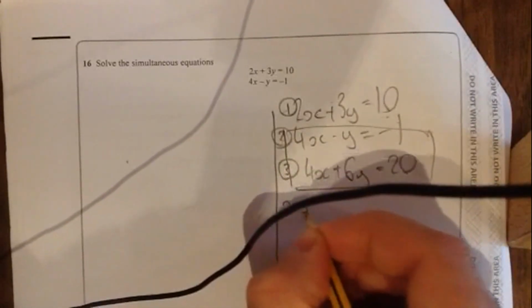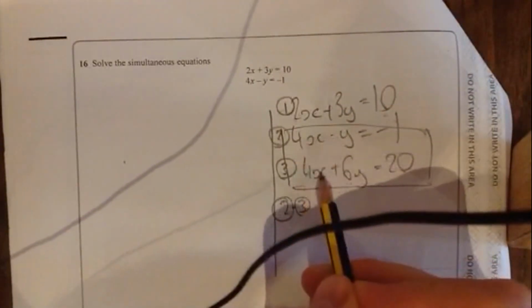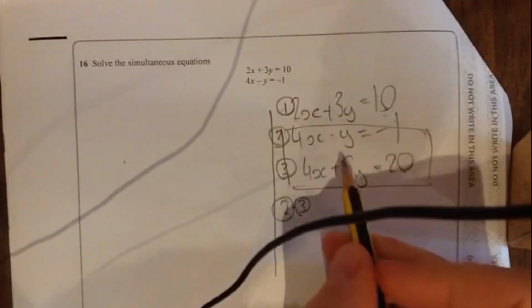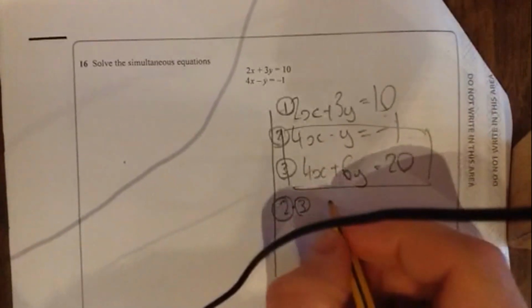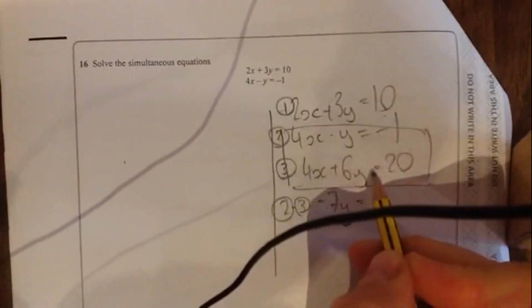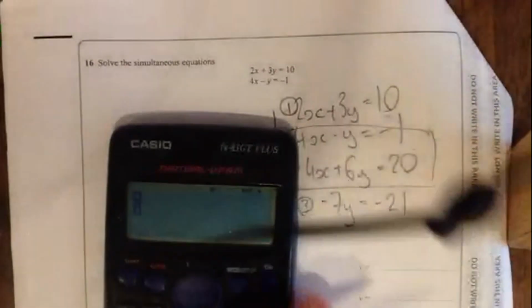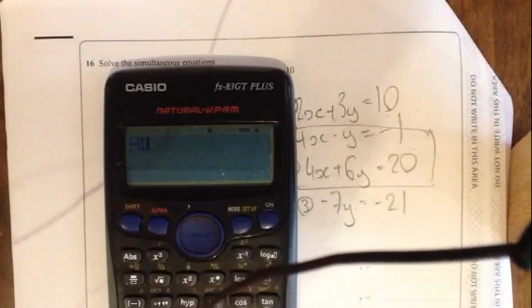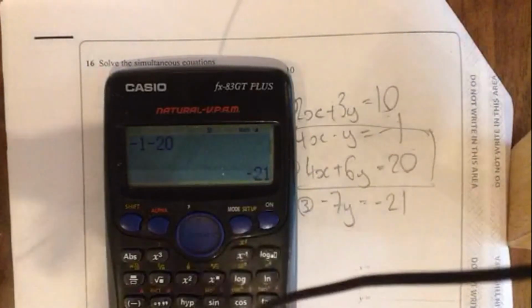It does matter which way you do it, but it just depends how good your algebra is. So 4x minus 4x is no x's, so I'm not going to write anything. Minus y minus 6y will give me negative 7y. Minus 1 minus 20 will give me minus 21. If you don't believe me, trust in the calculator. Minus 1 minus 20 is minus 21. Just in case you're not good with your negative numbers, we can do that.